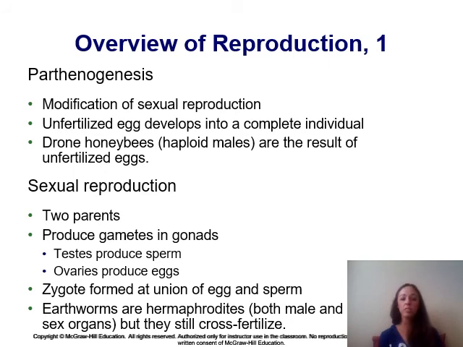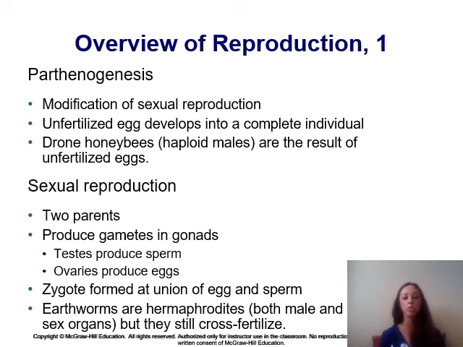So a lot of animals and plants reproduce through sexual reproduction, and this includes 2 parents. Each parent produces corresponding gametes, eggs or sperm. When the sperm fertilizes the egg, a zygote is formed and will develop into a baby. Some species, like earthworms, are hermaphrodites, which just means that they contain both male and female parts. However, they will still cross-fertilize to mix up the genes of the offspring to help maintain genetic diversity.